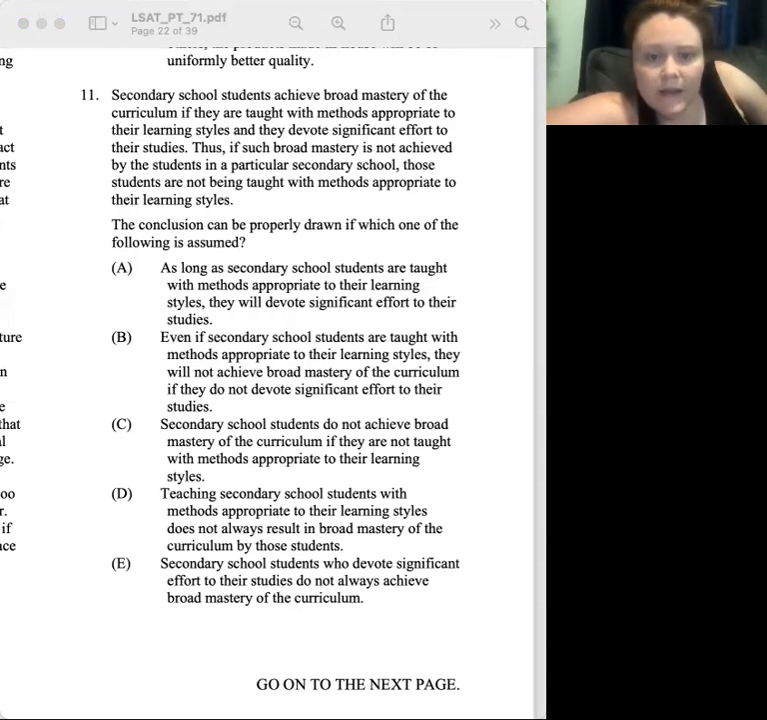All right, so what do you do now? I did a quick diagram for this one. I was actually shocked that I got this one wrong. Okay, well, so what do you do before you diagram? Find the conclusion. Yes. What's our conclusion? The conclusion is if such broad mastery is not achieved, then those students are not being taught with appropriate methods. Awesome.